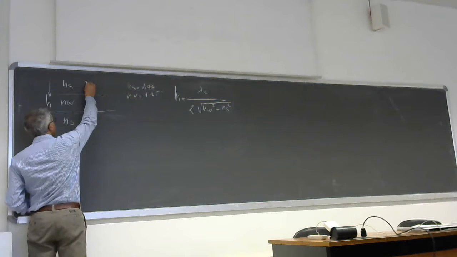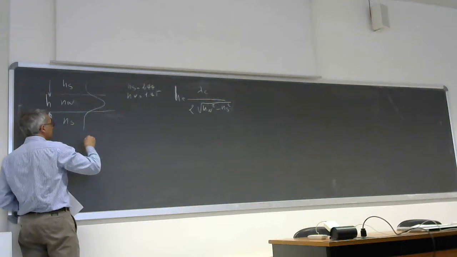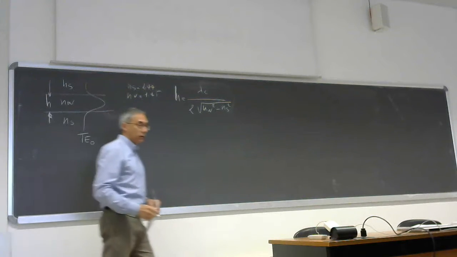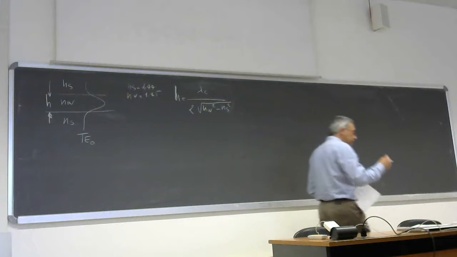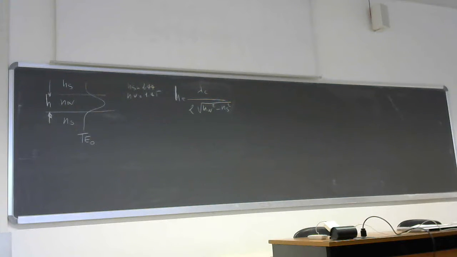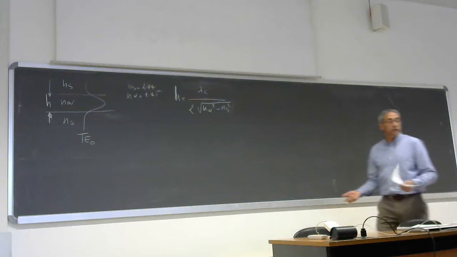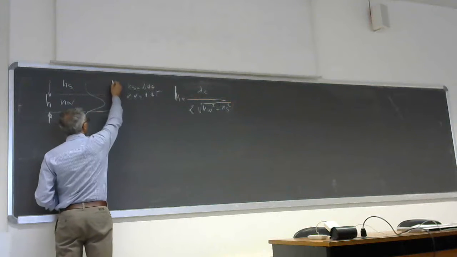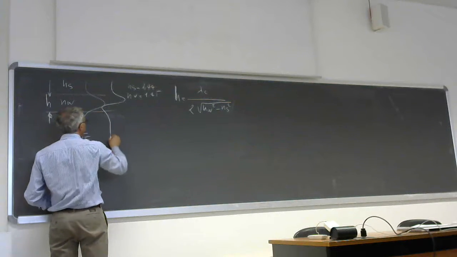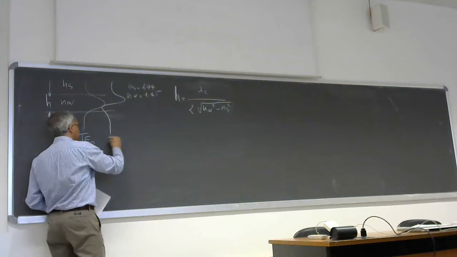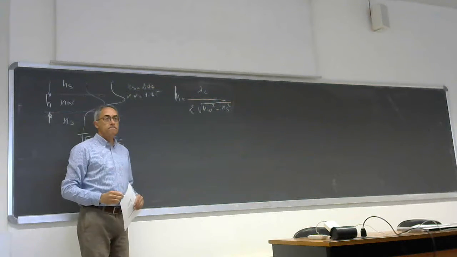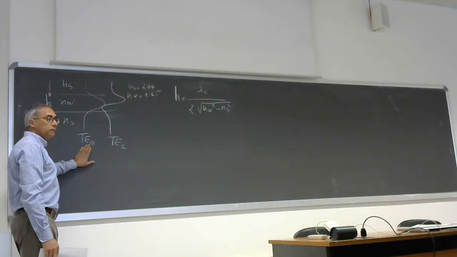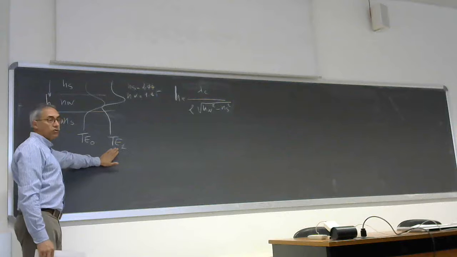So we know that the mode has a shape like this. This is the first one, that is usually called the TE0. TE means transverse electric mode. 0 because it's the fundamental one. And the second one is something like this, TE1. So we are interested to work with this one. We don't want this one.